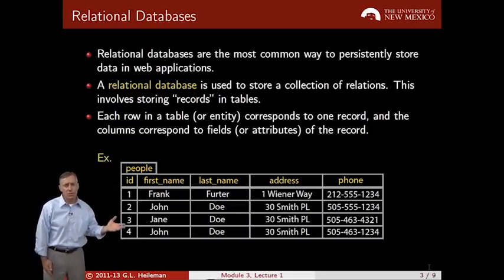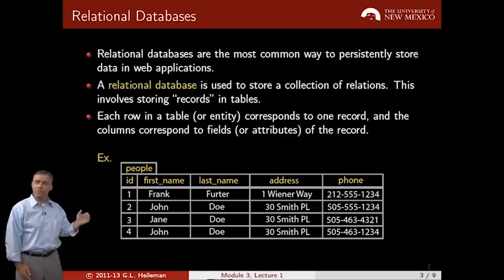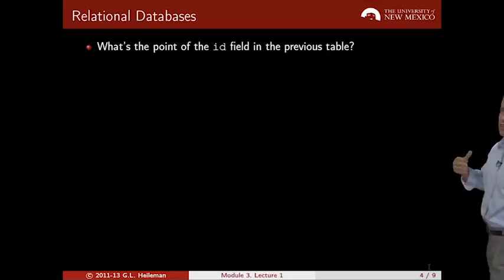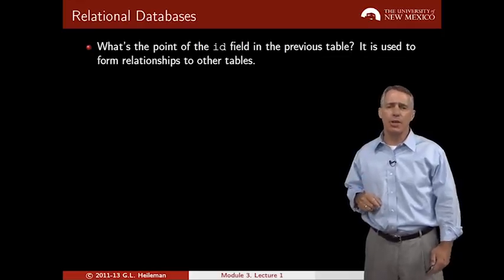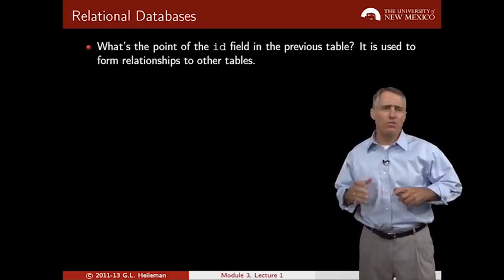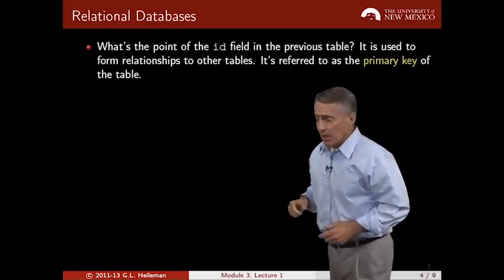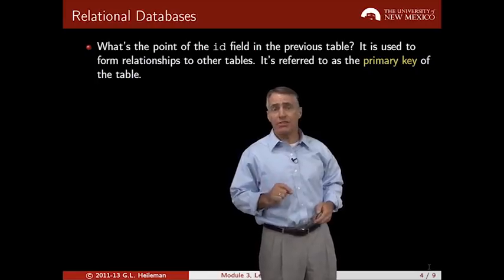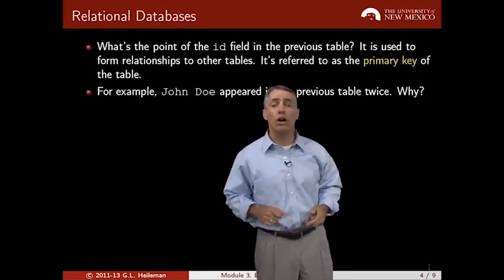John Doe is in this table twice because if you look at the phone column, it's different. He has 2 phones, therefore he's in the table twice. So what's the point of this ID field, the first attribute in that table? Well, this is what we're going to use to form the relationships that lead to the name relational database. That key or ID is referred to as the primary key in this table. It's the key you need to use to refer to that particular row of the table.